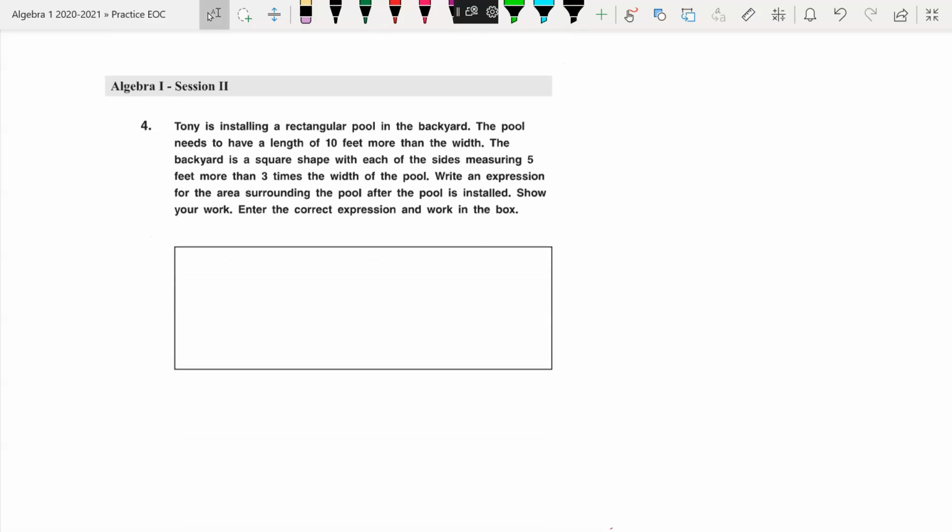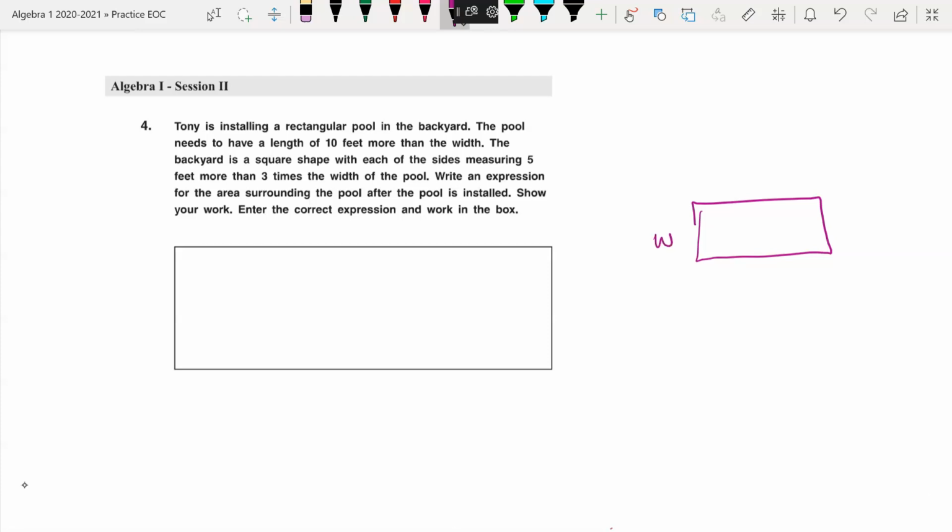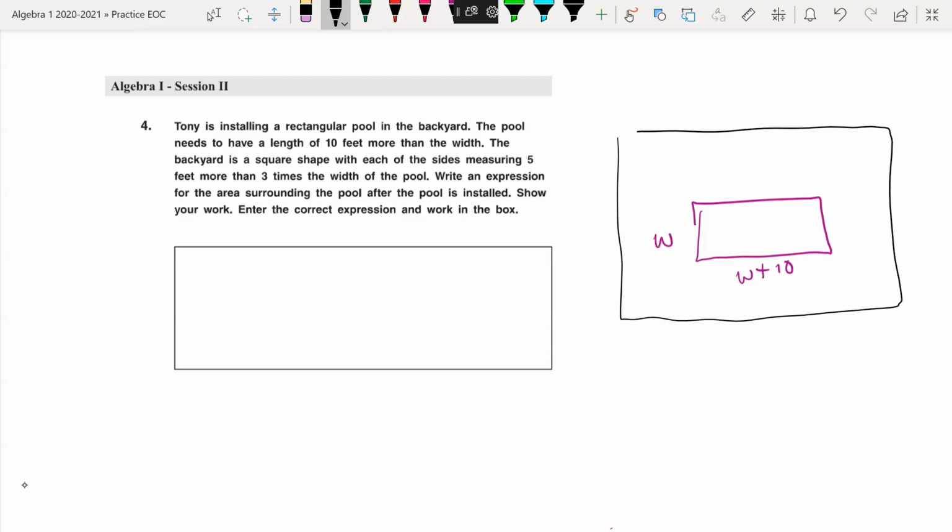It says Tony's installing, and this is the hardest one I would say. Tony's installing a rectangular pool in the backyard. So we're going to draw a rectangle. The pool needs to have a length of 10 feet more than the width. So here's our width, but our length is going to be W plus 10 because it's 10 more than the width. This is the backyard, the whole backyard. So we're going to draw a big backyard as a square, with each of the sides measuring 5 feet more than 3 times the width. So 3 times the width means 3W, and then I add 5 to it to show 5 feet more.